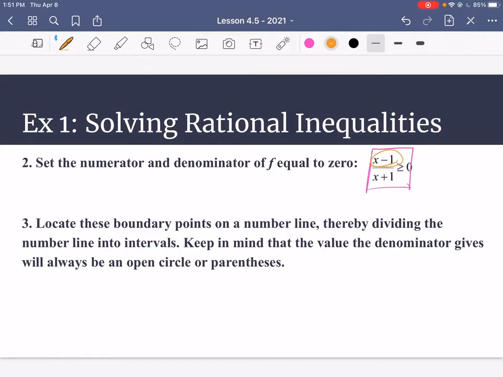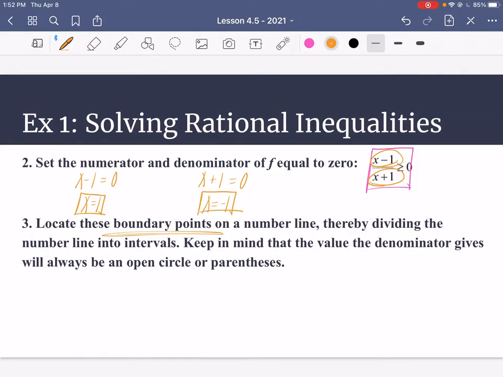So we take the numerator, x minus 1, set it equal to 0, and the denominator, x plus 1, and set it equal to 0. And those are our boundary points when we solve. So we'd add 1 to both sides, we get x equals 1, subtract 1 from both sides, x equals negative 1. Okay, and then step number 3 is same as a polynomial inequality.